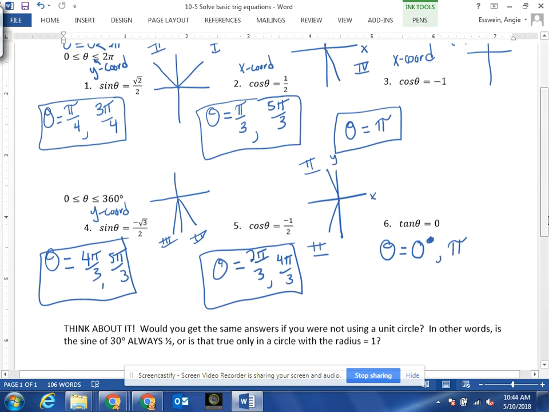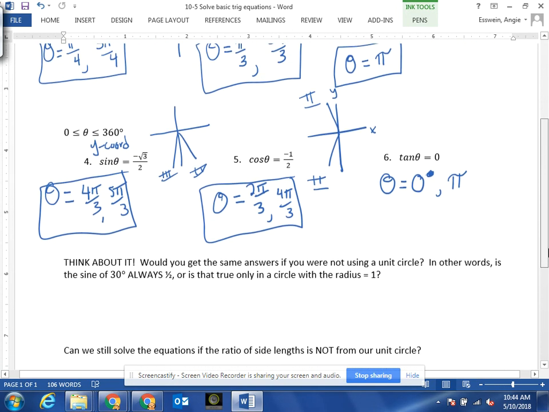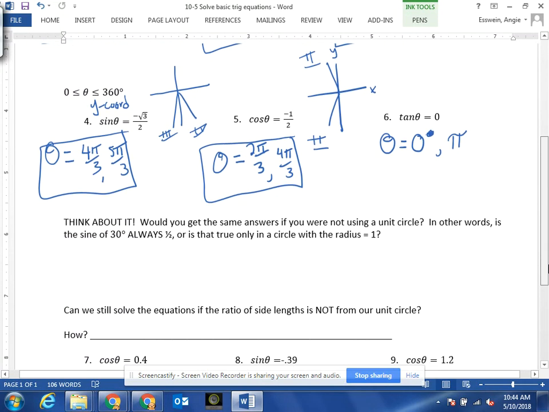So 0 and pi. Okay, now here's the thinking question. So I think you got that down. So the question is, do you have to use a unit circle for the sine of 30 degrees to be a half? Does that only work where the radius is 1? Or like what if we did radius 5?